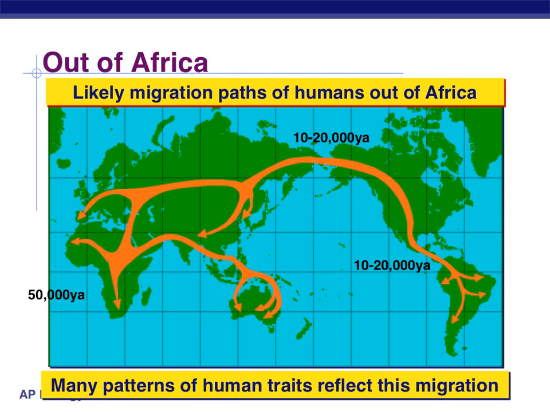Hopefully you learned at some point that Africa is the cradle of human civilization. It's where we originated. And this shows you all the different migratory paths that humans took out of Africa into the various parts of the world.